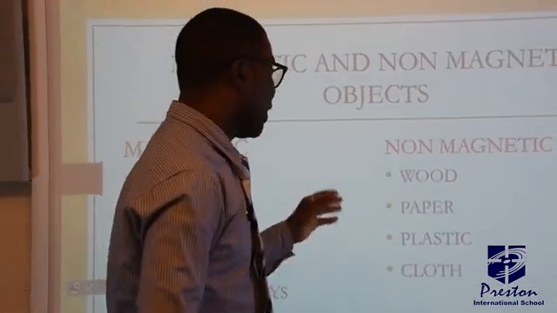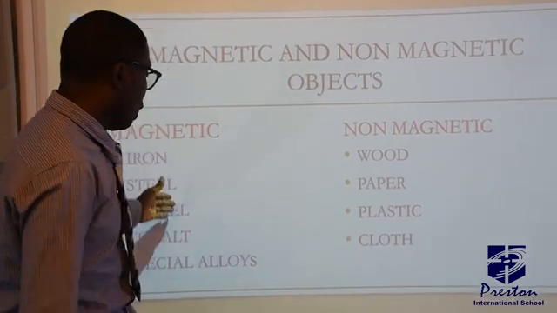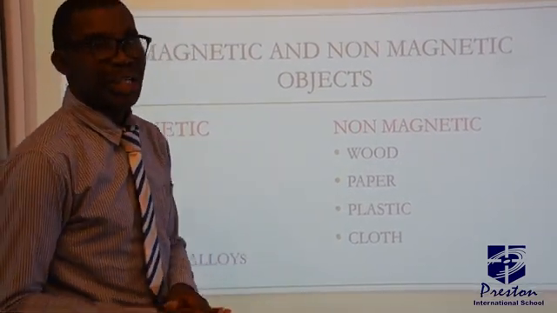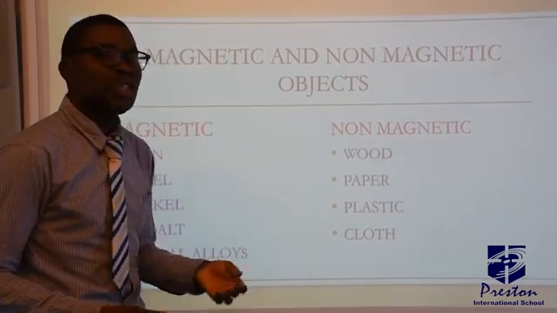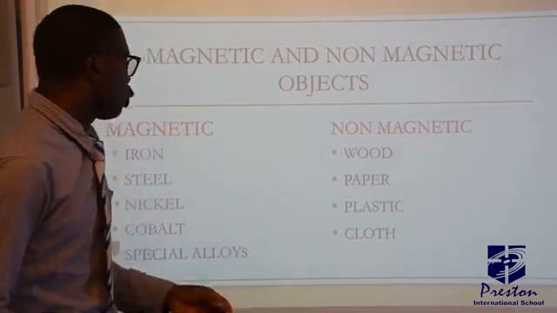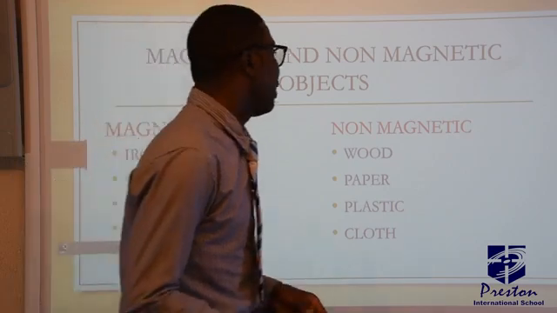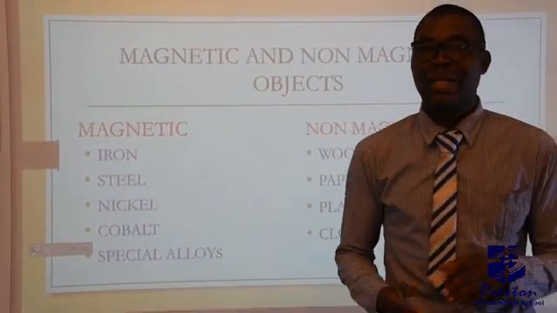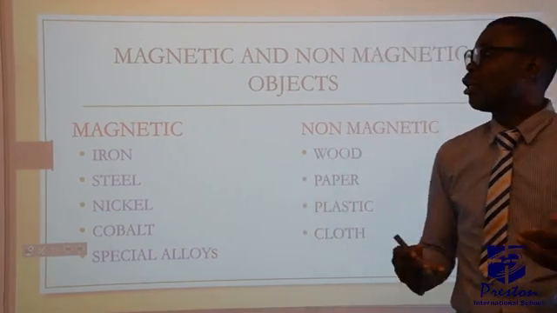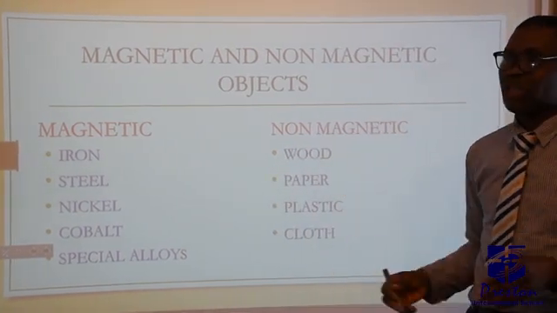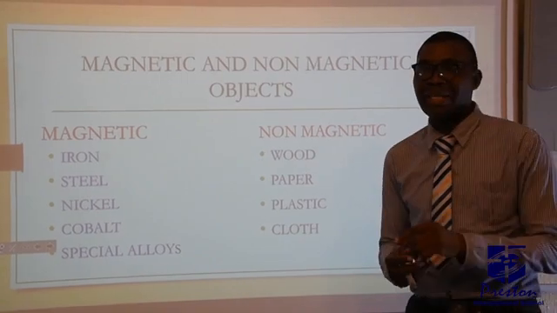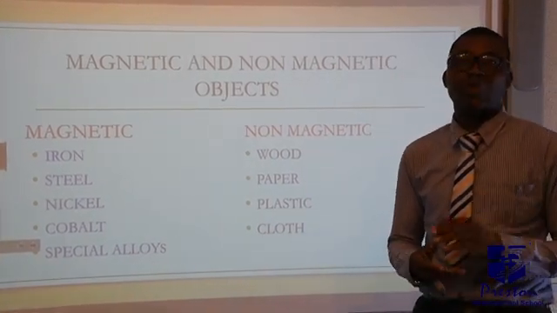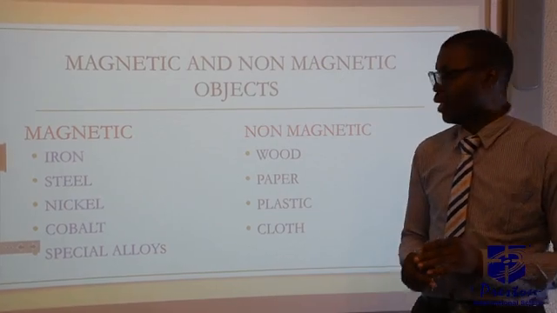Magnetic and non-magnetic objects. Here we have a list of magnetic objects and then a list of non-magnetic objects. As we said, your iron, your steel, your nickel, your cobalt, and also special alloys, they are magnetic. Non-magnetic objects: your paper is non-magnetic, wood non-magnetic, and other things like that. We see them in our day-to-day life. In this very place, if I take a magnet and place it on some of the aluminium windows here, you see that it won't be able to attract them because it's not magnetic.